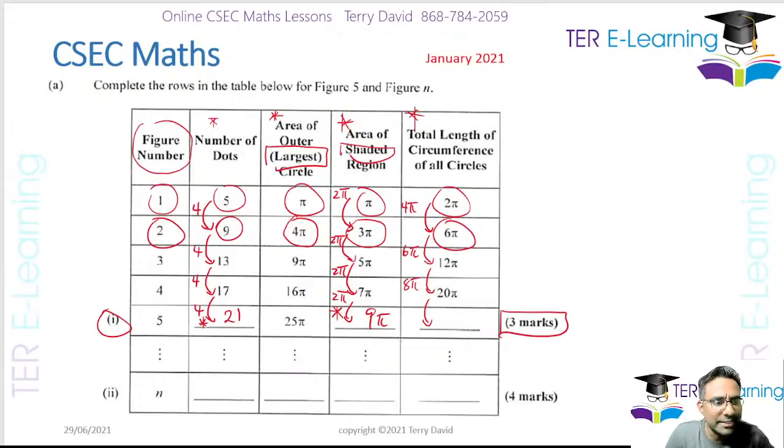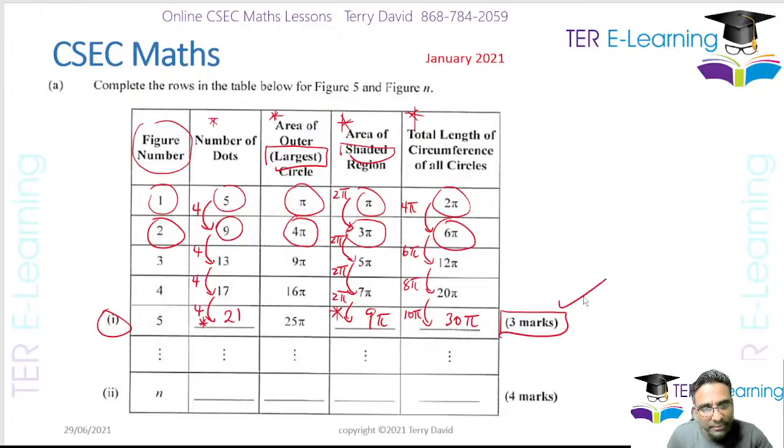All right, I see you all saying 30 pi. That's true. That's correct. It is 30 pi. Because if you notice here, you started off with a difference of 4 pi. Then you had a difference of 6 pi. Then you go 8 pi. So therefore my difference here should be 10 pi. So therefore 20 pi plus 10 pi is going to give me 30 pi.